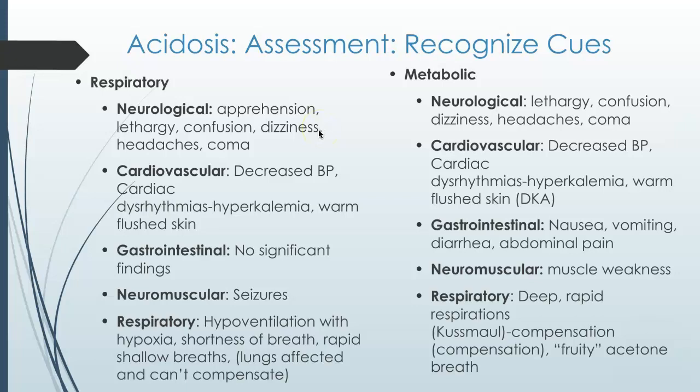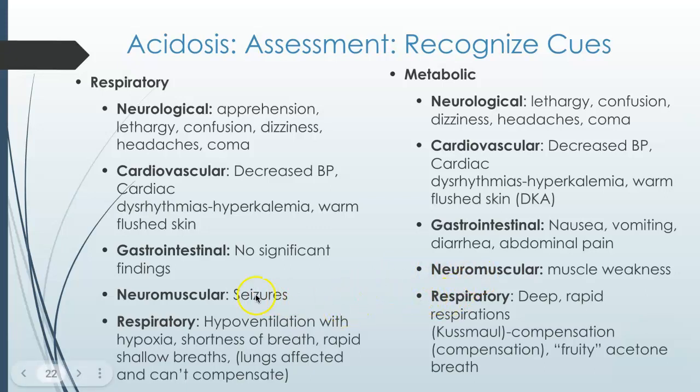So whether we're talking about acidosis, cardiovascular, both of them have decreased BPs. Both of them have risks for dysrhythmias because of that hyperkalemia, and both are going to have that warm, flushed skin. Now with respiratory acidosis, because it's our breathing, there are no significant GI findings, but with metabolic, there can be nausea, vomiting, diarrhea, abdominal pain, and some of these could actually be the causes for it. Neuromuscular, with respiratory, we have the risk for seizures, and neuromuscular with metabolic, we have muscle weakness.